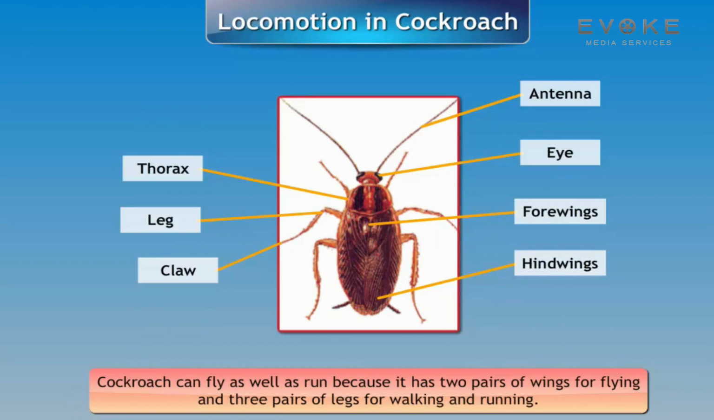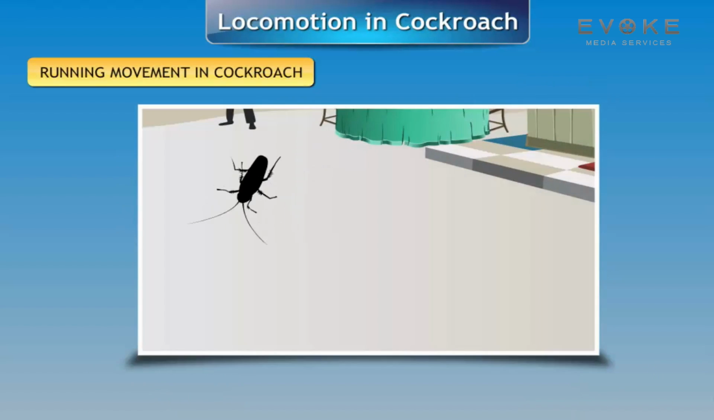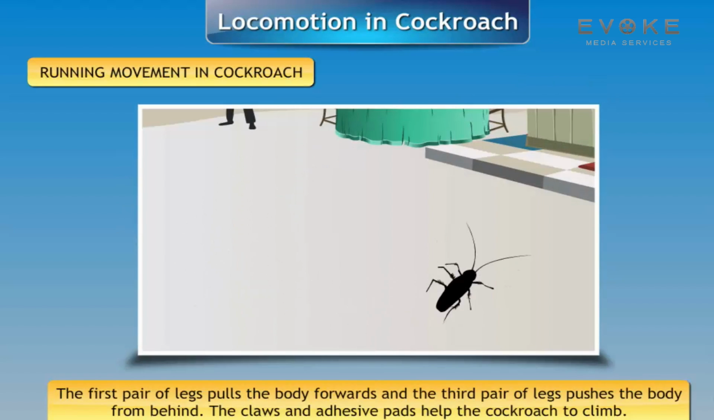Locomotion in cockroach. Cockroach can fly as well as run because it has 2 pairs of wings for flying and 3 pairs of legs for walking and running. The distal ends of legs have claws and adhesive pads. Running movement in cockroach. The first pair of legs pulls the body forwards and the third pair of legs pushes the body from behind. The claws and adhesive pads help the cockroach to climb.